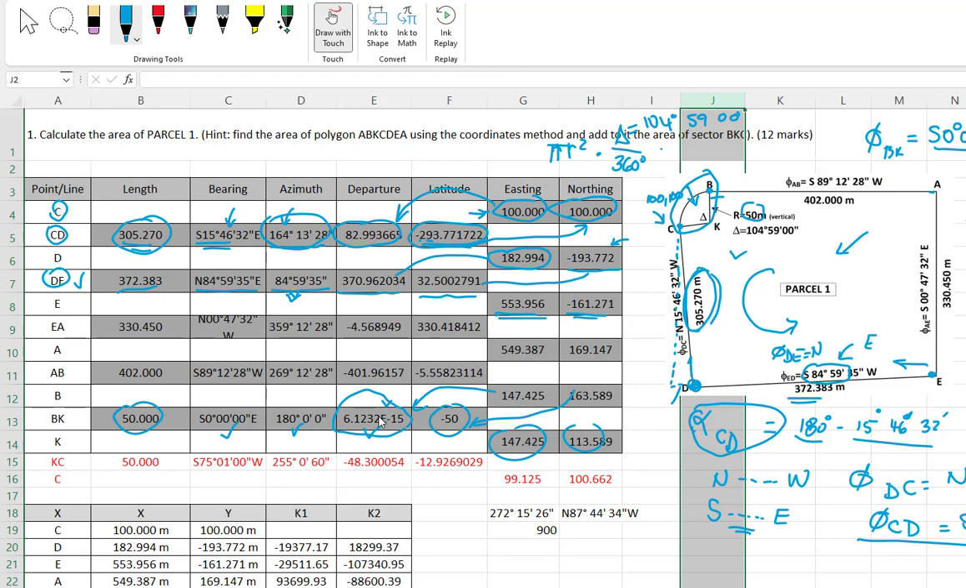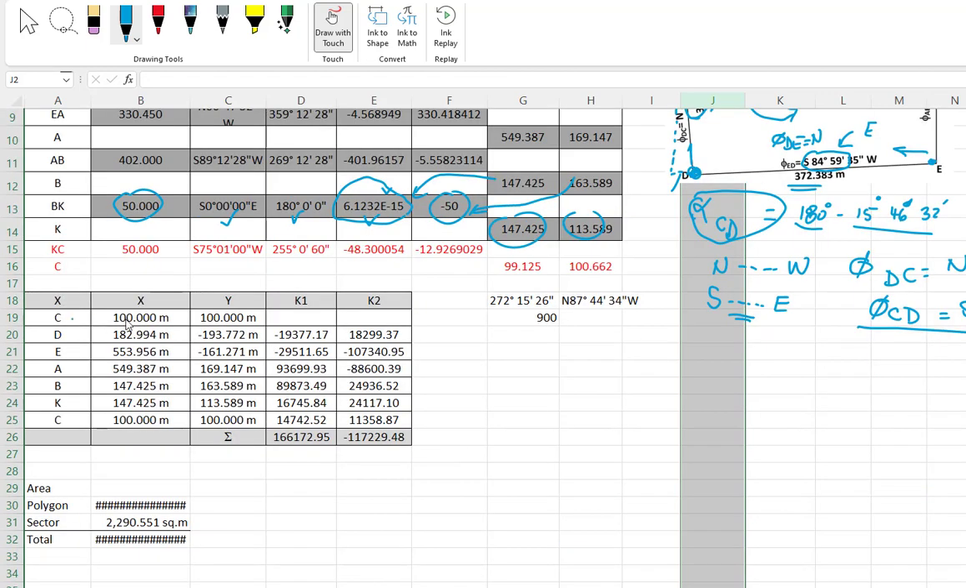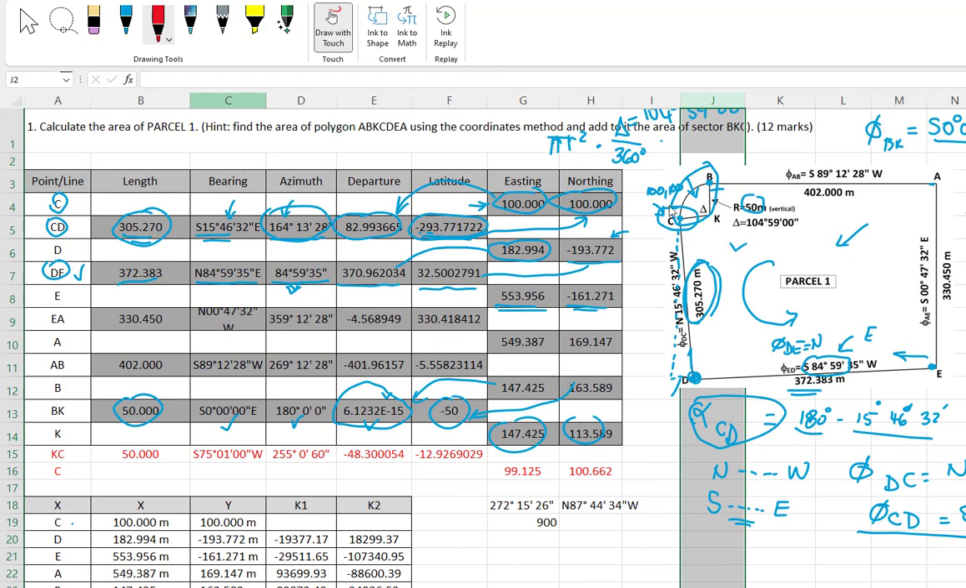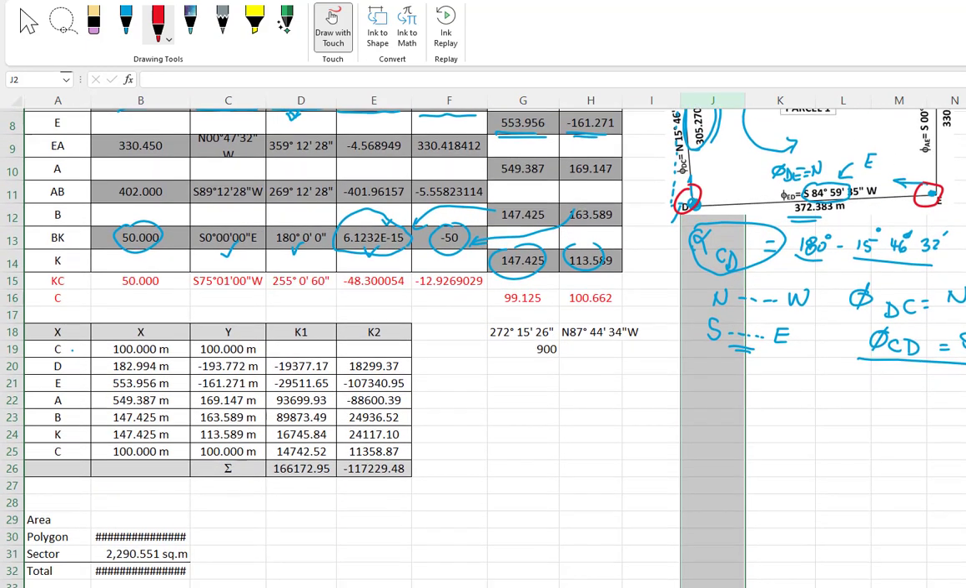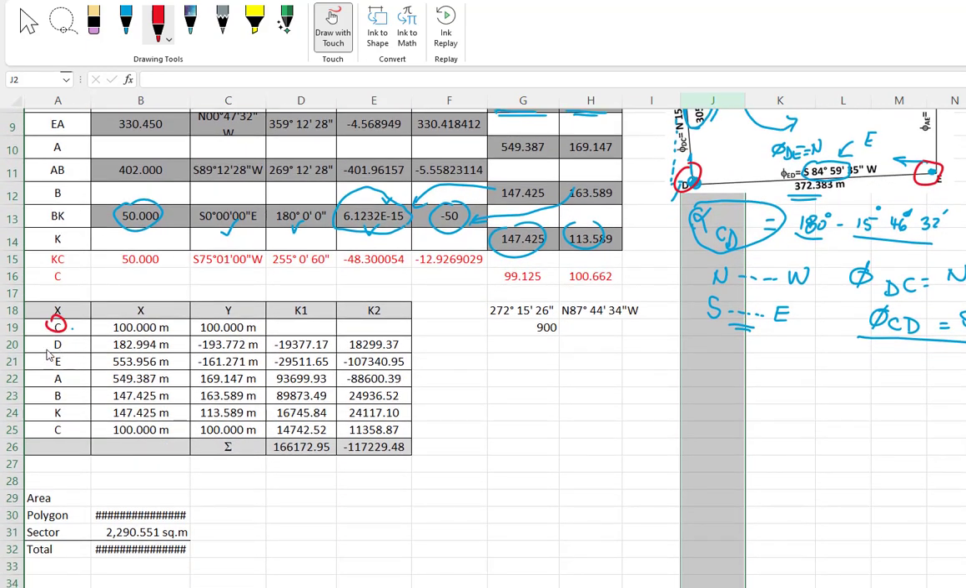It is simple, using this one. Here we will have C. We will go from C to B, and we go counterclockwise from C. So we start with C, and then we list the coordinates C, D, E, A, and B, and K, and we return again to point C. Look at the order of the points. So here it is C, D, E, A, B, K, and then we return again to point C.